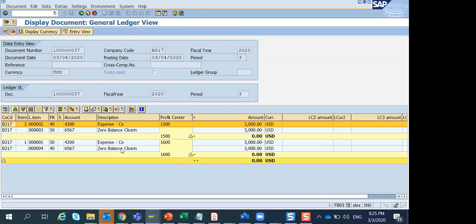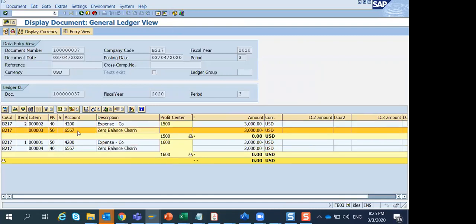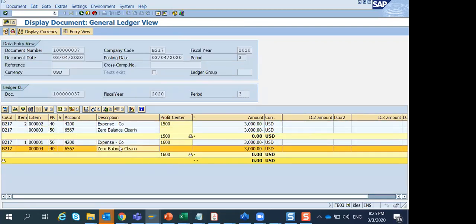Why? Because the system added new line items, as you can see here. New line item with the zero balance GL account, and usually it's the opposite of whatever is in the original document. If the first one is debit, this one is going to be credit. If this one is credit, it's going to be debit. Does it make sense? Yes, it does. This is everything that you would ever imagine about document splitting.